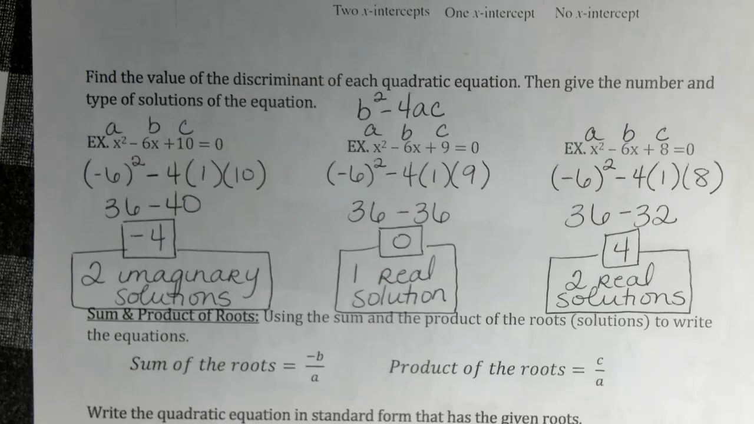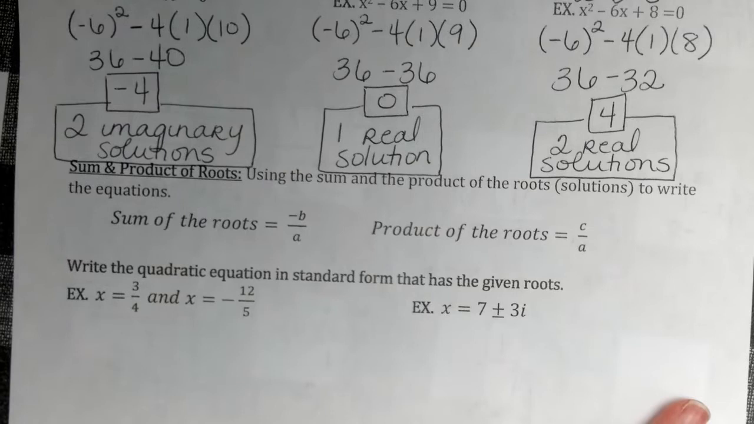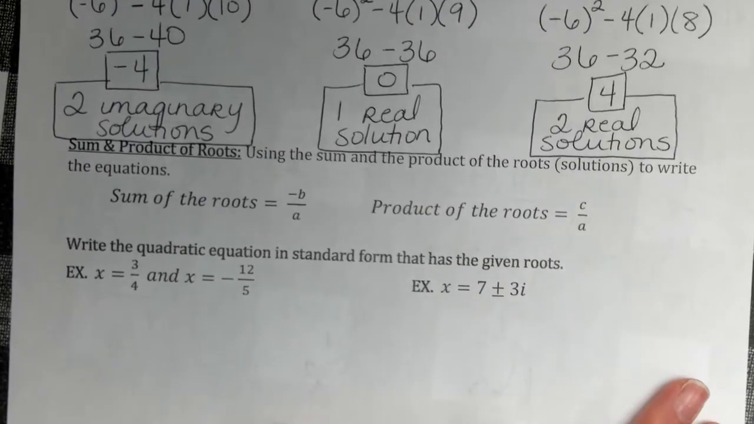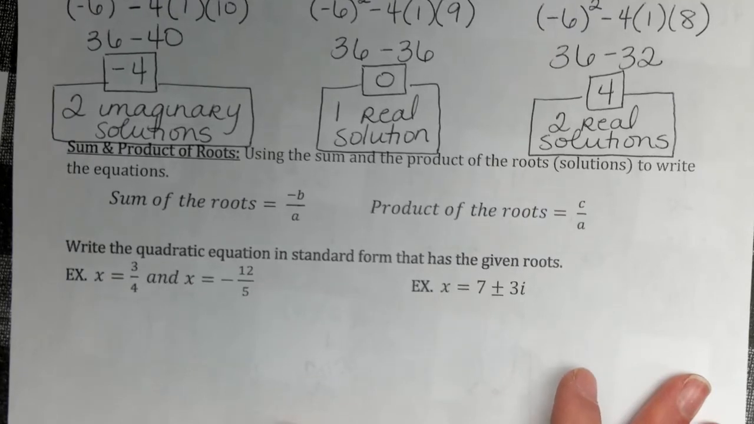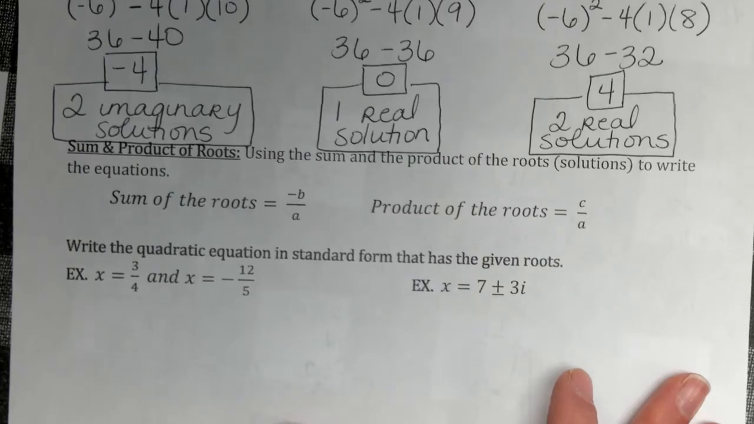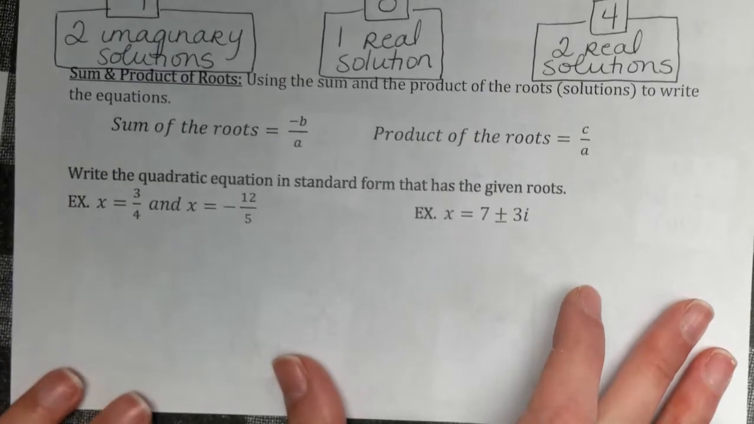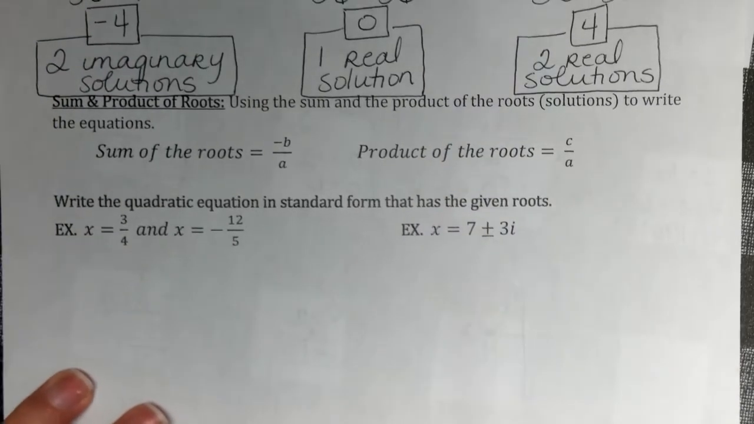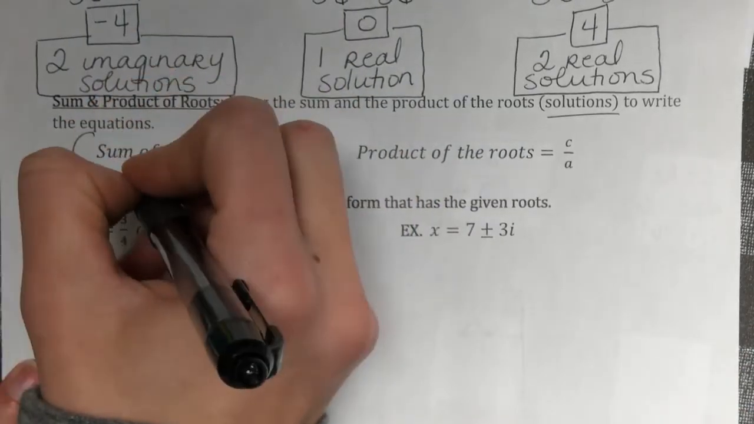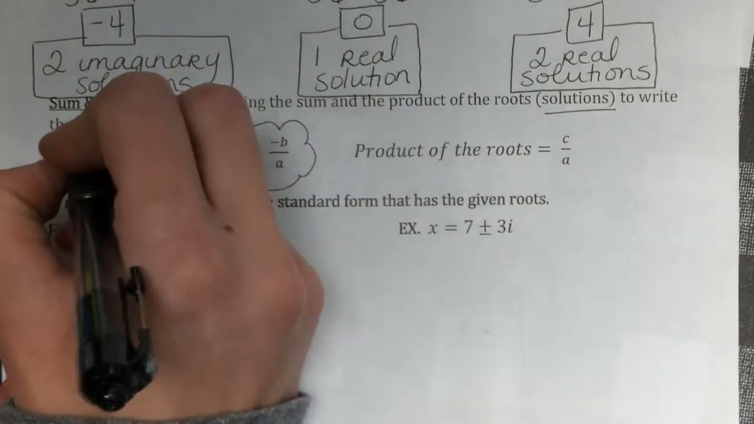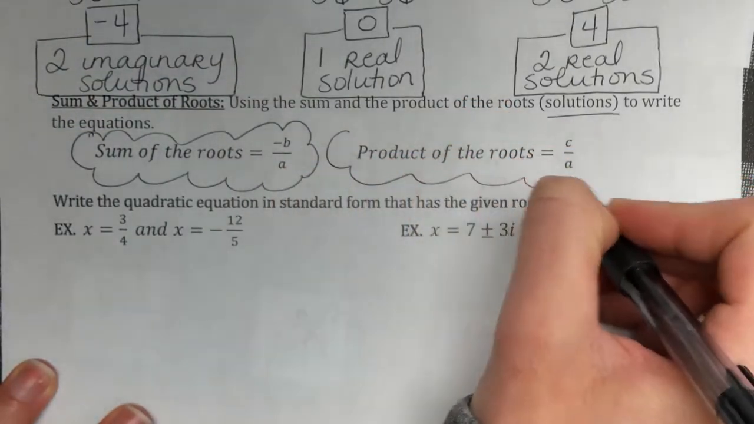Okay. So now we're going to look at the sum and product of roots. So if I were to just give you my two roots, which roots are the same as what? X-intercepts. Roots, solutions, zeros, x-intercepts, all the same, okay? If I were to just give you my x-intercepts, you could figure out what your equation is by going backwards, okay? So we're going to be using the sum and the product of the roots, which is our solutions, to write the equations. This right here, the sum of the roots is equal to negative b over a, and your product of the roots is equal to c over a.